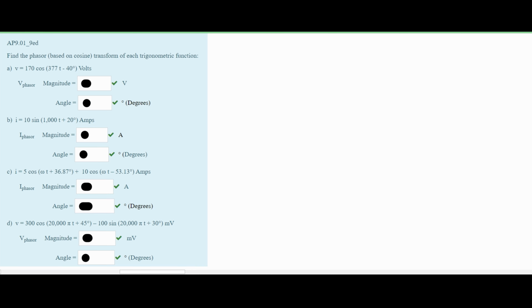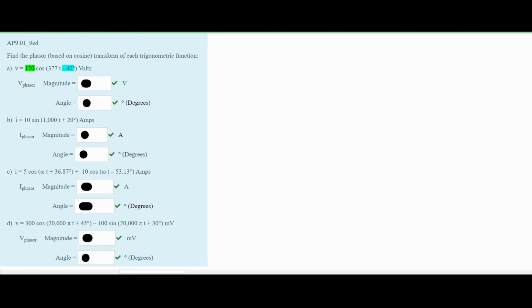In this example, we need to find the phasor based on cosine transformation of each trigonometric form. Then we are going to find the magnitude and our angle. Before we start this problem, it's important to note that the magnitude is going to be our V max for this equation, and that our angle is going to be this angle right here.